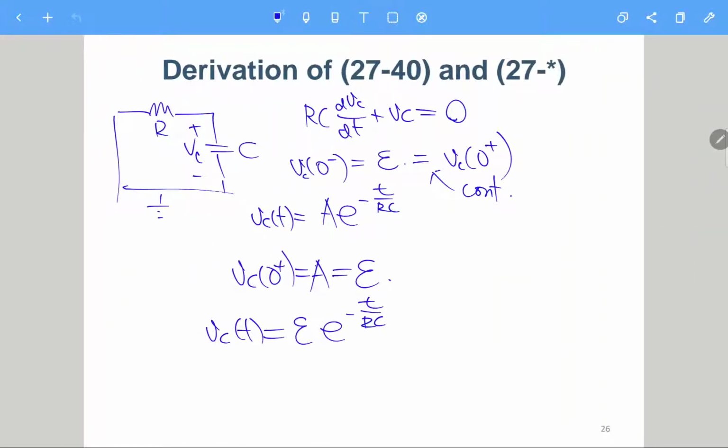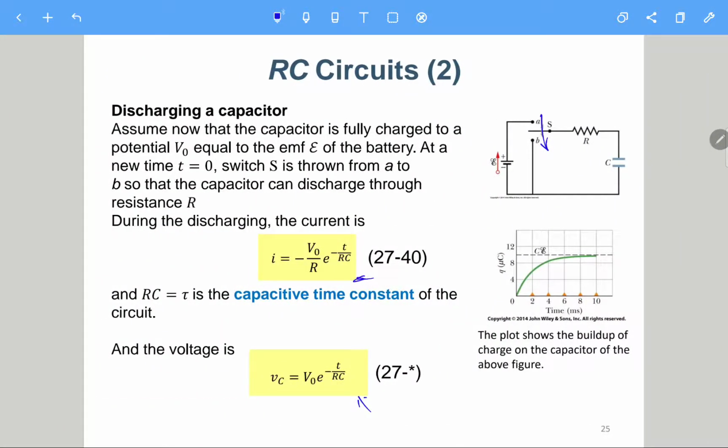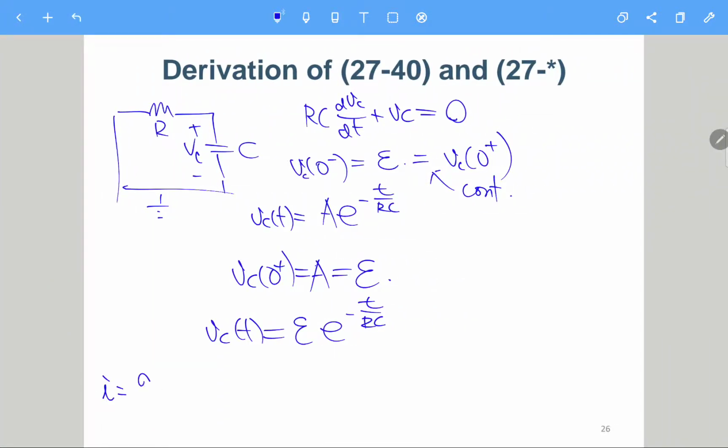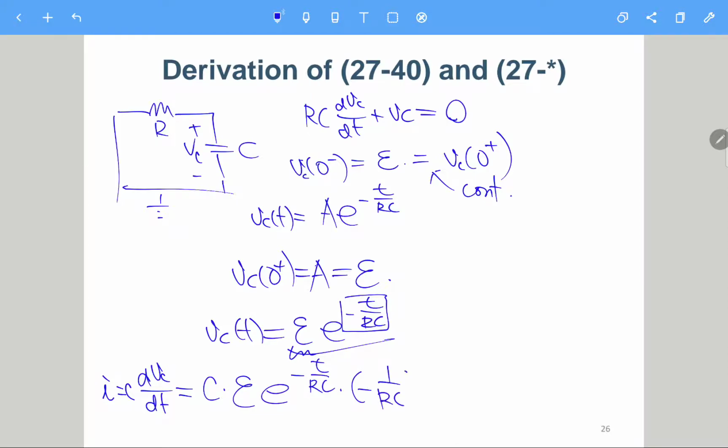If you try to calculate the current, I equals C dVC/dt. So it is C, and then we take the derivative of this term. We have E here, so we just write it here, and then exponential to minus t over RC, and then we still need to take the derivative of this term due to the chain rule. So we have minus 1 over RC. So C and C will be cancelled, and we have minus E over R exponential to minus t over RC.